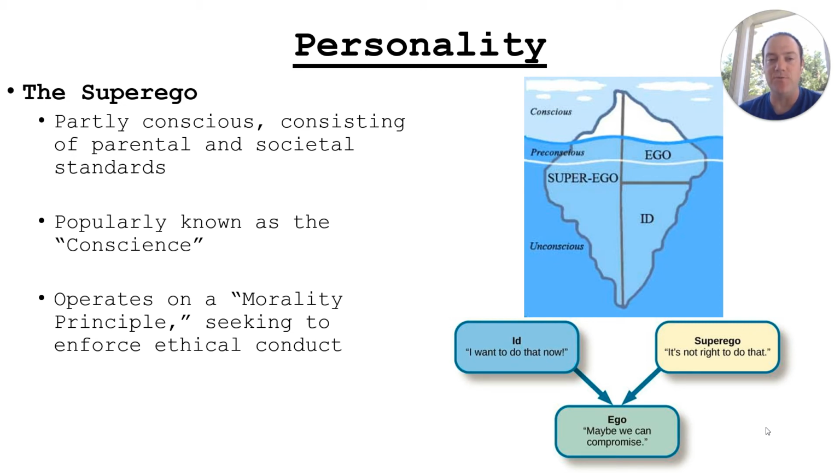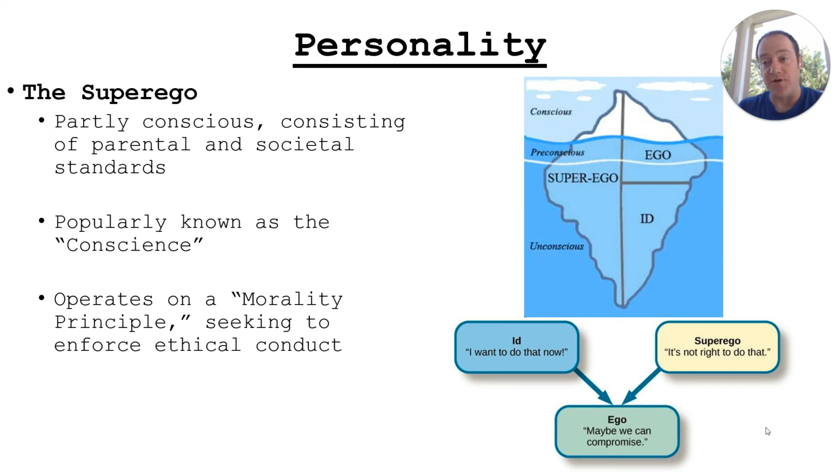But just know that the superego is the thing that kind of wants to do good, the thing that wants to follow the rules or do what's expected. Again, the morality principle is what it operates on.